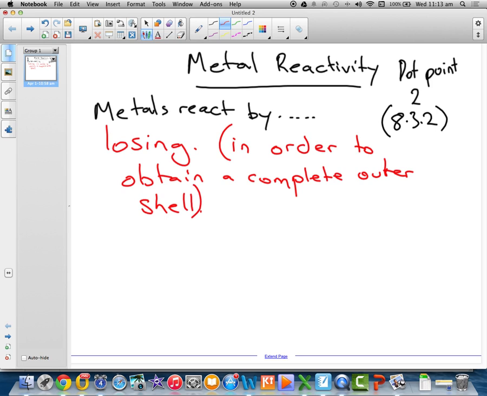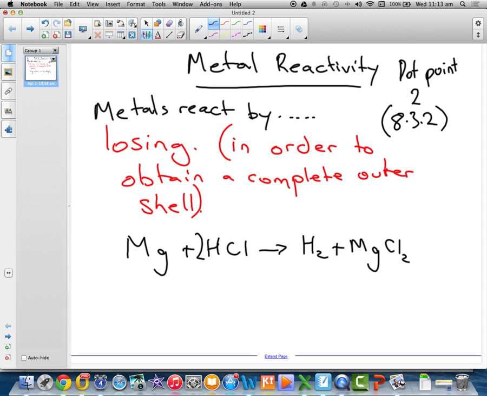Now, last lesson we did an example. We looked at the reaction between magnesium and hydrochloric acid, and we wrote this equation. And what we looked at was the idea that the magnesium has changed. The magnesium was magnesium atoms at the start of the reaction. At the end of the reaction, the magnesium was a magnesium ion. So the magnesium has changed during the reaction.